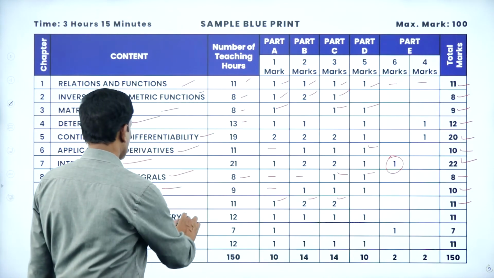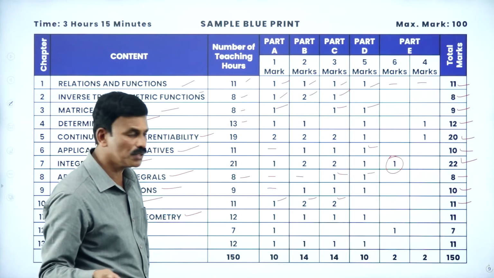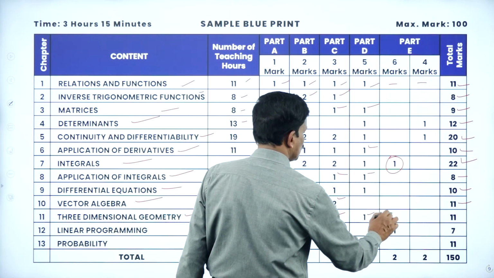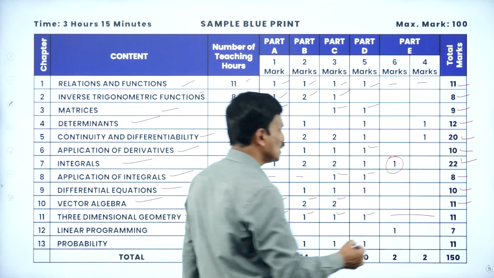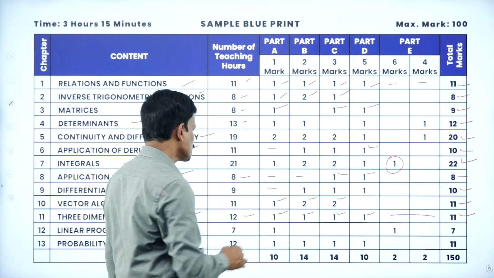And the next is analytical geometry 3D. In 3D you will get one 1 mark question, one 2 marks, one 3 marks and one 5 marks question, no 4 and 6 marks. Totally this will also carry 11 marks. And the number of hours we are going to use for this is 12 hours.